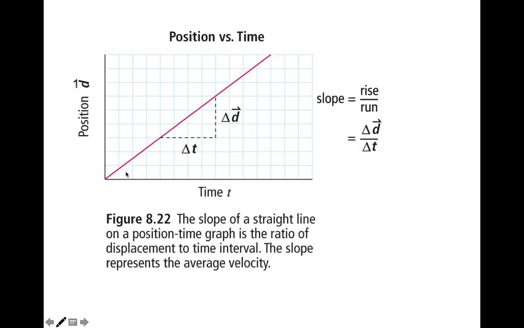So slope equals rise over run. Your rise is your delta y, which equals displacement. So that's your delta y. And your delta t is your horizontal separation, which is equal to delta x. And your slope is equal to delta d over delta t. And that's essentially the equation for velocity.